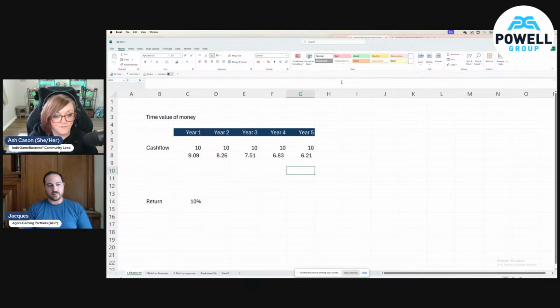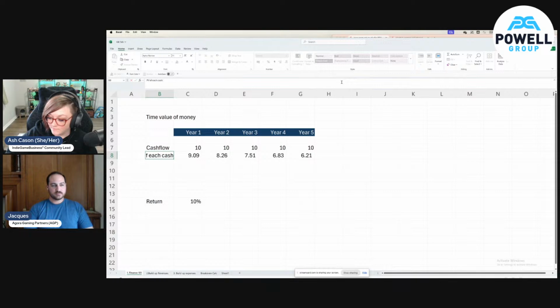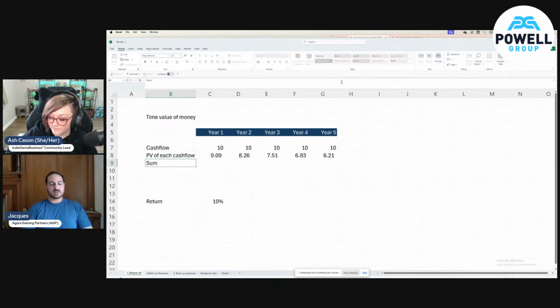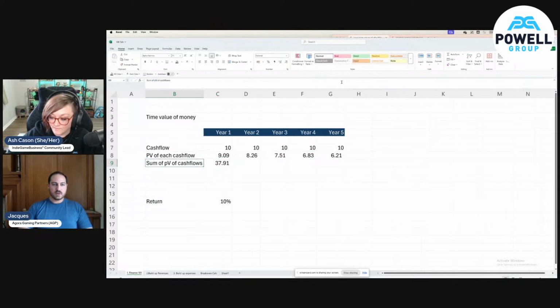Hopefully everybody's with me so far. So what we're saying is, this is the present value of each cash flow. If we take the sum of these cash flows, we get a very interesting number, $37, which means you could give me $10 every year, which would be $50, or you could give me $37 today, and I'd be equally happy.